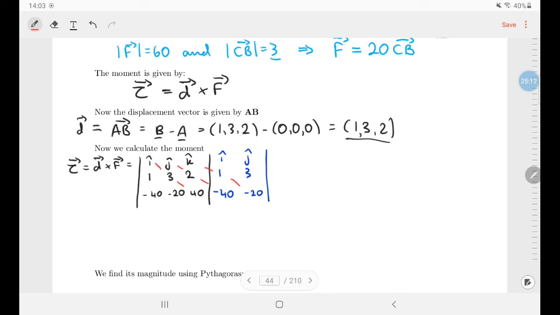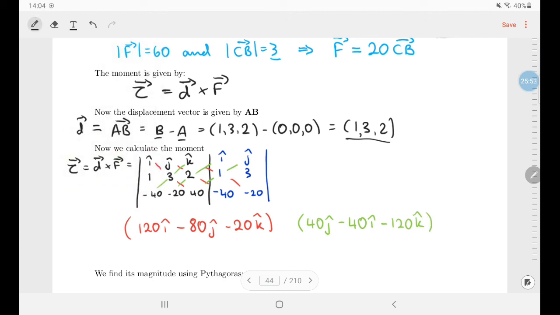So that'll give us, say, I by 3 by 40 is 120I. J by 2 by minus 40 is minus 80J. K by 1 by minus 20 is minus 20K. That's our right down diagonals done. How about the left down diagonals? J by 1 by 40, I by 2 by minus 20, and K by 3 by minus 40. So J by 1 by 40 is 40J. I by 2 by minus 20 is minus 40I. And K by 3 by minus 40 is minus 120K.